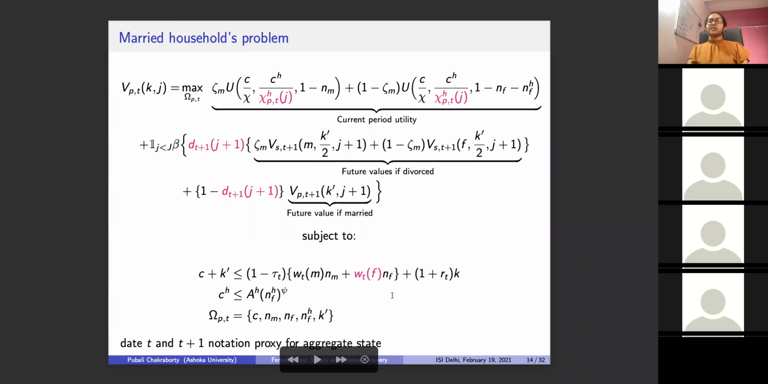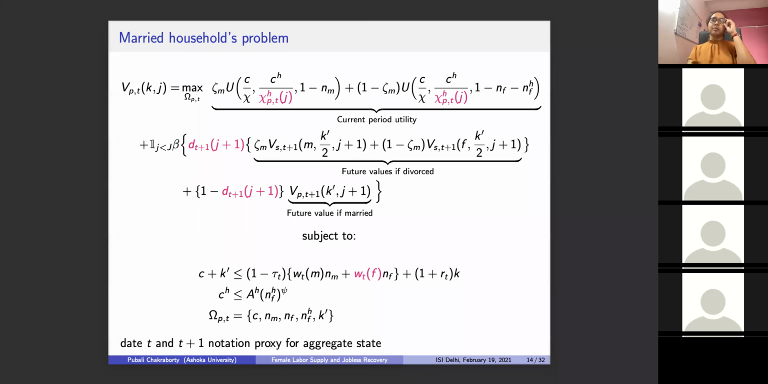The budget constraint is very similar. Here, I'm now accounting for the joint income of both the male and the female member of the household. And the other constraints are essentially similar. So this is really the problem for the single household and the married household.